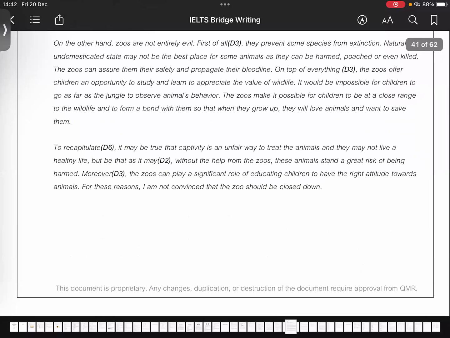Okay, while it's true that captivity is an unfair way to treat animals, and they may not live a healthy life, but be that as it may, without the help from the zoo, the animals stand a risk of being harmed.